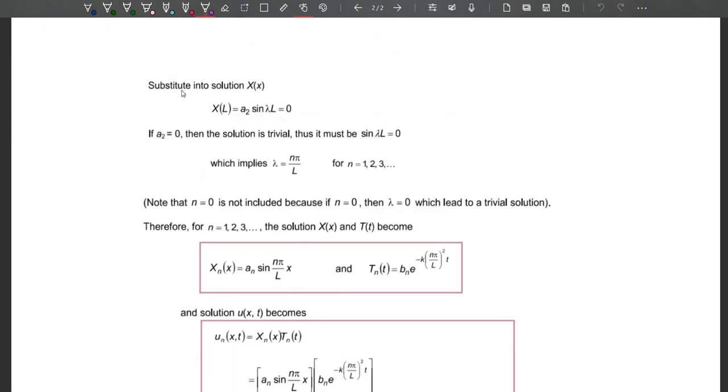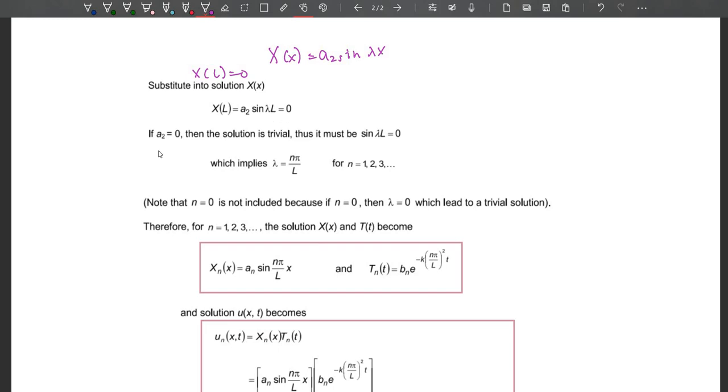Okay, here we substitute this one into the solution S of x. We have S of x equal to, earlier, S of x is equal to a2 sin lambda x, right? So we substitute. The next one is X of L should be equal to 0, the second condition. So X of L is equal to a2 sin lambda L equal to 0.